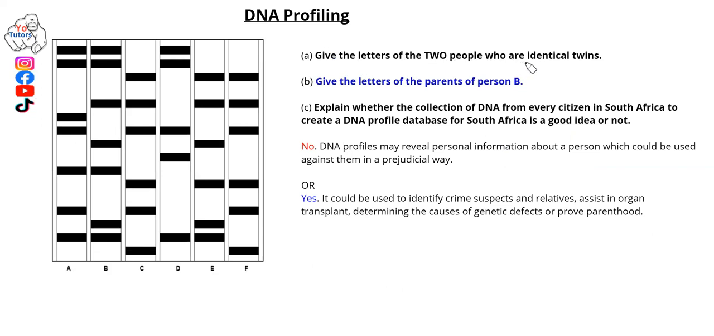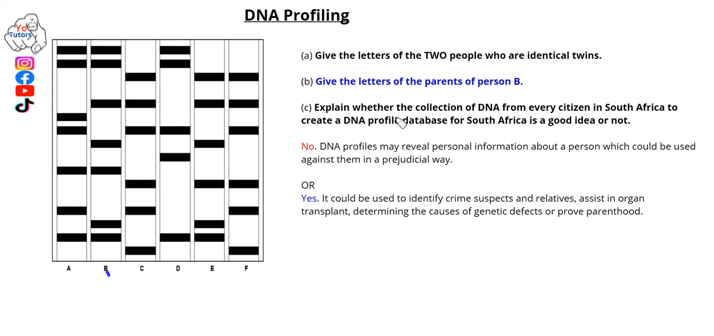Okay, now let's move on to the last part here, where we are asked to give the letters of the two people who are identical twins. So remember what I told you, you use the ruler to match the bands. You match the bands there, and this is a question that you must answer. And give letters of the parent of person B. Again, you look at B and check two people whose bands are matching with the child. Then in that case you are able to know who the parents of B are.